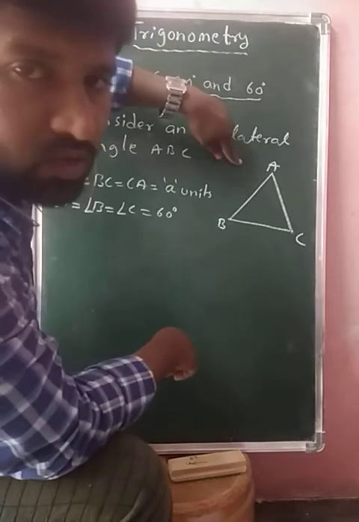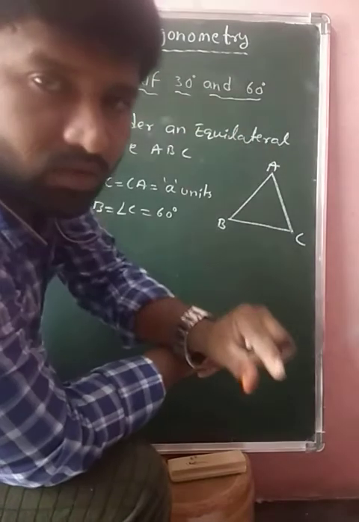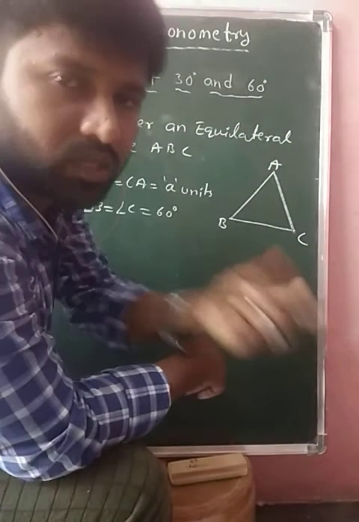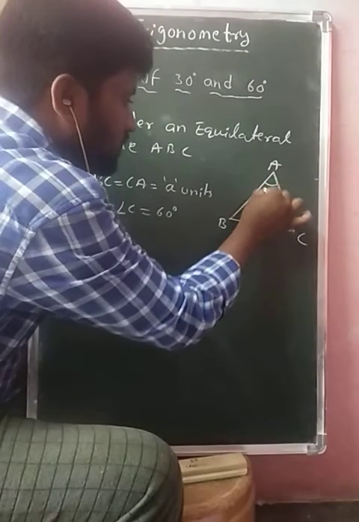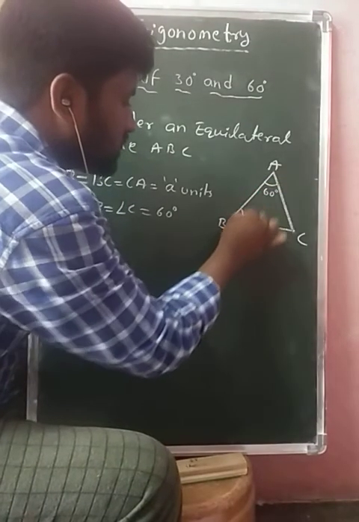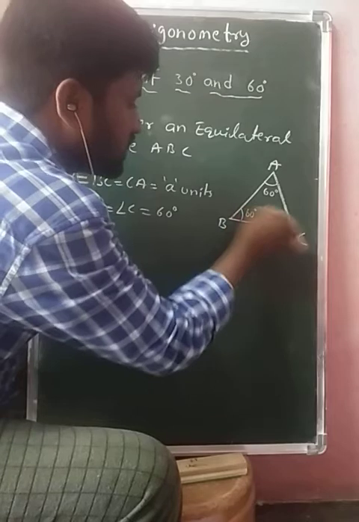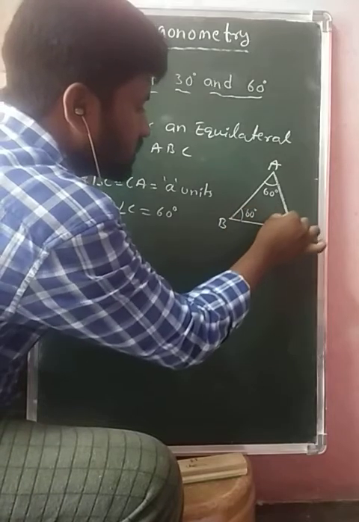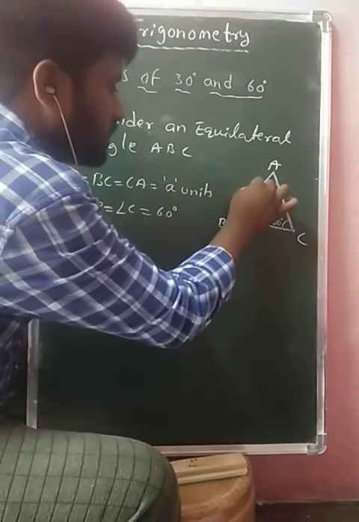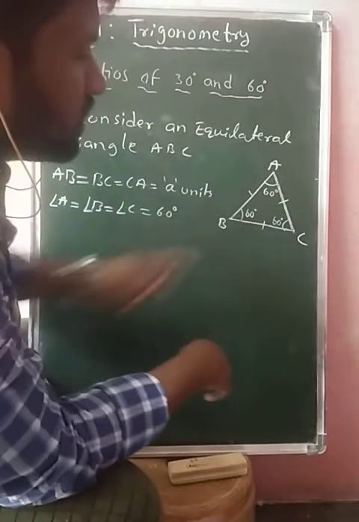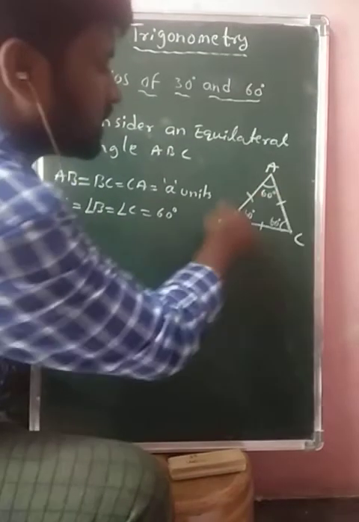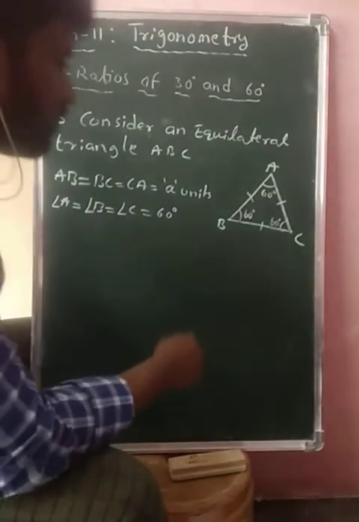Equilateral triangle is a regular polygon. All sides are equal, all angles also equal. So we know that angle A measures 60 degrees, angle B measures 60 degrees, and angle C also measures 60 degrees. The length of AB, the length of BC, the length of CA, three sides are equal, three angles are equal.